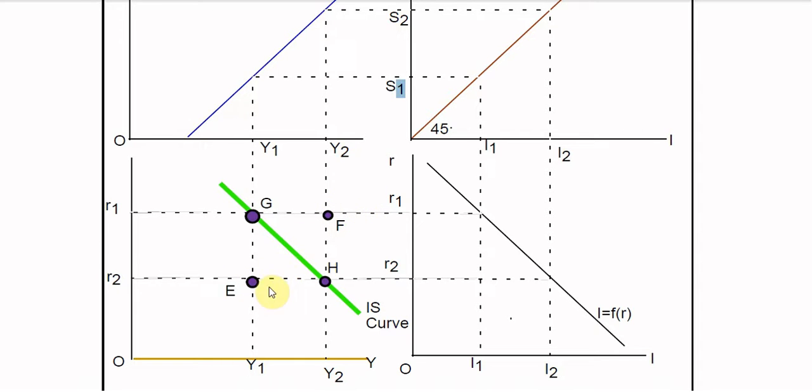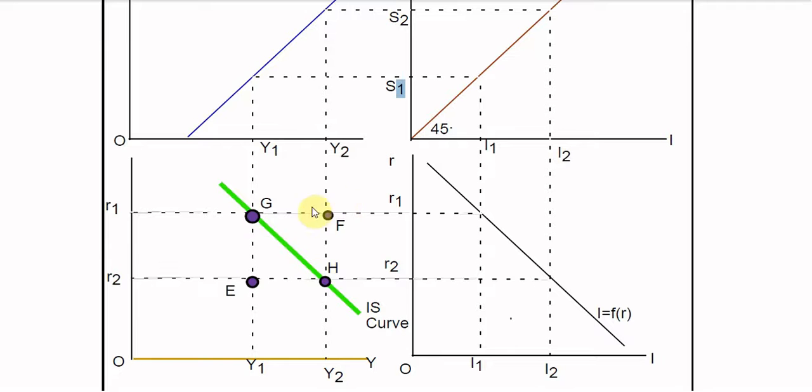To explain this, let us consider point E, at which income level is Y1, that is saving is S1 only. On the other hand, at point E, interest rate is R2 and investment is I2. So at point E, saving is S1 only, whereas investment is I2. That is, investment is this much, whereas saving is this small. So at point E, saving is not equal to investment, that is, saving is less than investment. It cannot maintain goods market equilibrium. So IS curve cannot pass through G and E, because E is not a point of goods market equilibrium.